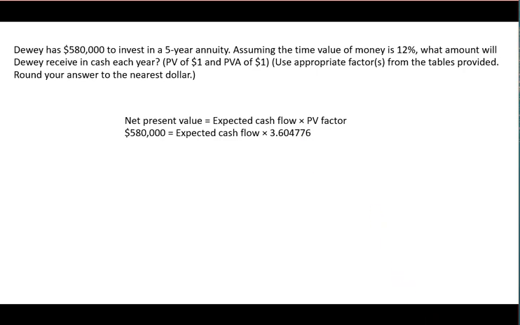3.604776. Now when we divide that present value table factor into the $580,000, we're going to end up with what the expected cash flow is each year, which is the equal periodic payment, which is $160,898.